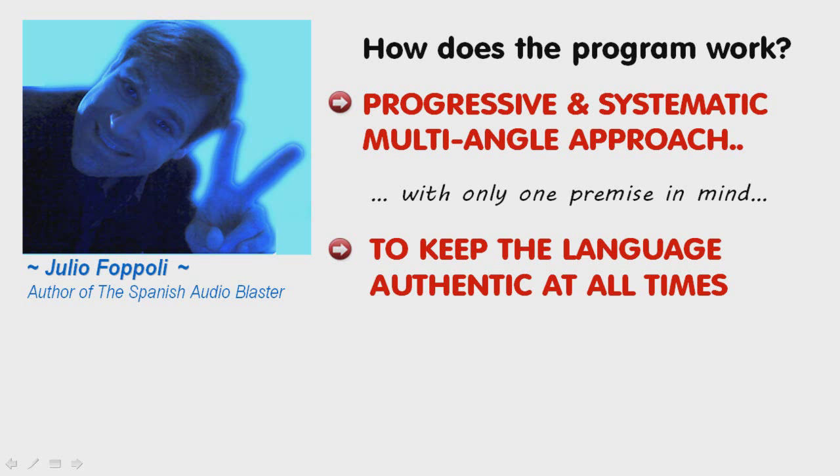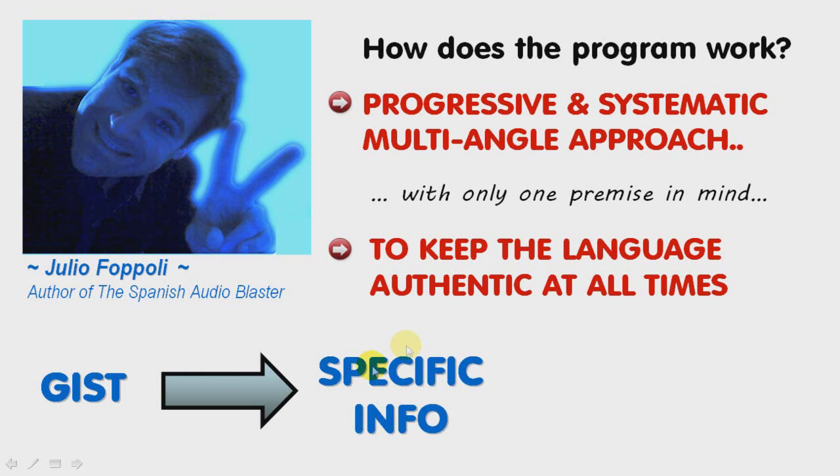The program is made up of lots of conversations. All conversations are recorded at a very fast pace of speech, the way people speak in real life. And first of all, you'll have to understand the gist. We have some specific activities for that. So we try to make sure that you have a general idea, that you understand the gist of the story. After that, we move on to specific information that you will need to get about the story. So this is a deeper layer of comprehension.